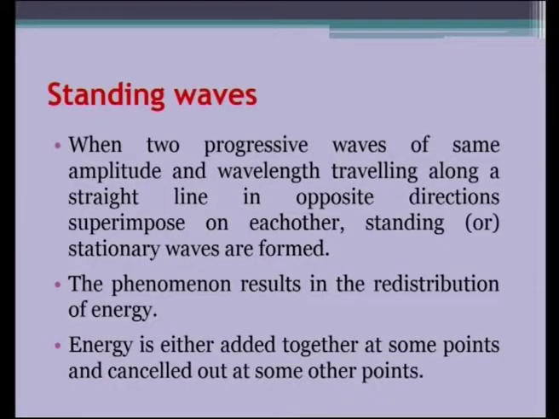Let us see the definition. When two progressive waves of same amplitude and wavelength traveling along a straight line in opposite directions superimpose on each other, standing or stationary waves are formed. The phenomenon results in the redistribution of energy. Energy is either added together at some points and cancelled out at some other points. So, this is the definition for standing waves.